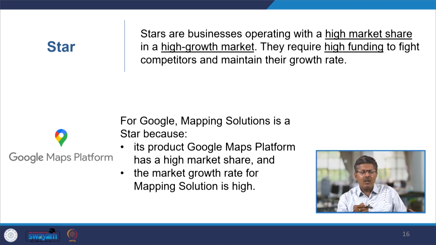Here, for example, Google mapping solutions is a star, because its product Google Maps platform has a high market share and the market growth rate of mapping solutions for Google is very high. So, in this case they are doing pretty well and the market is growing at a fast pace. So, it is wise to put in more resources.